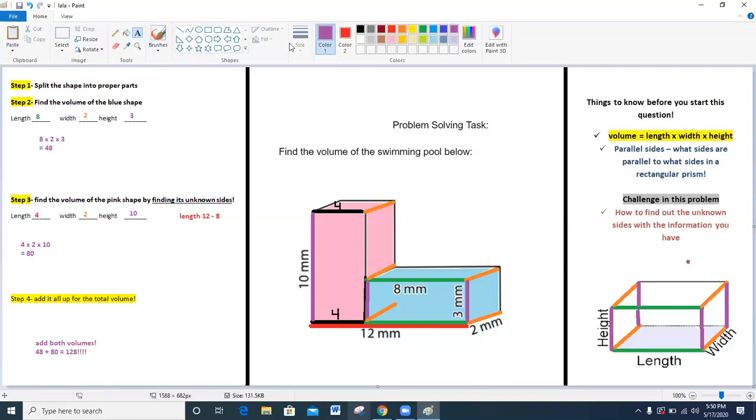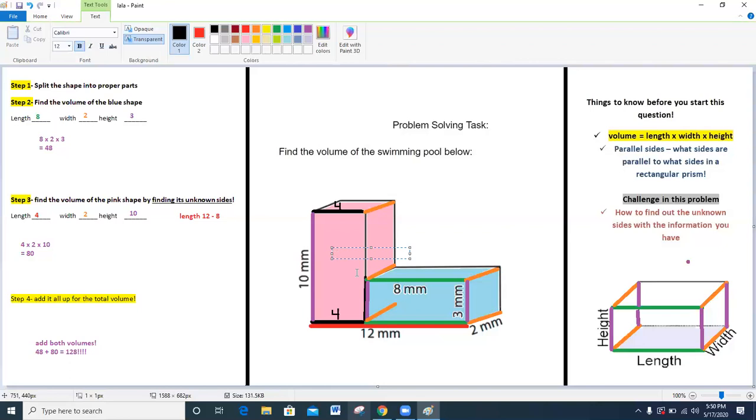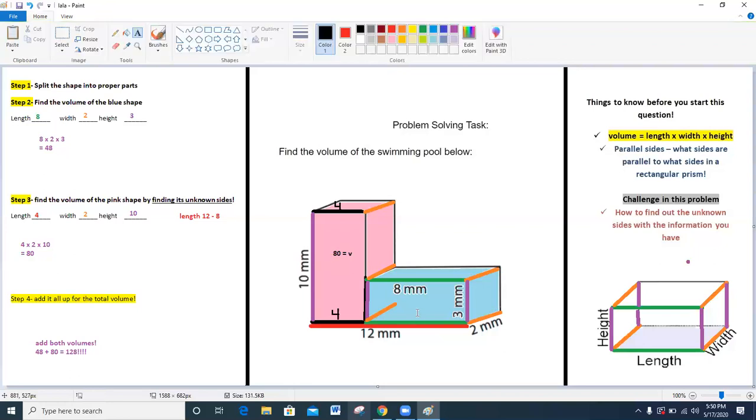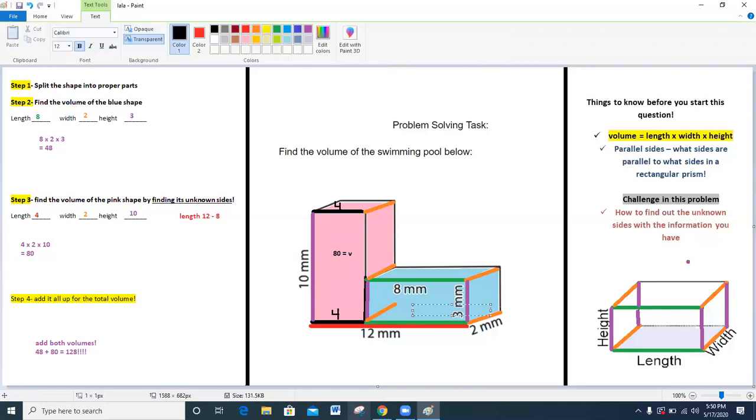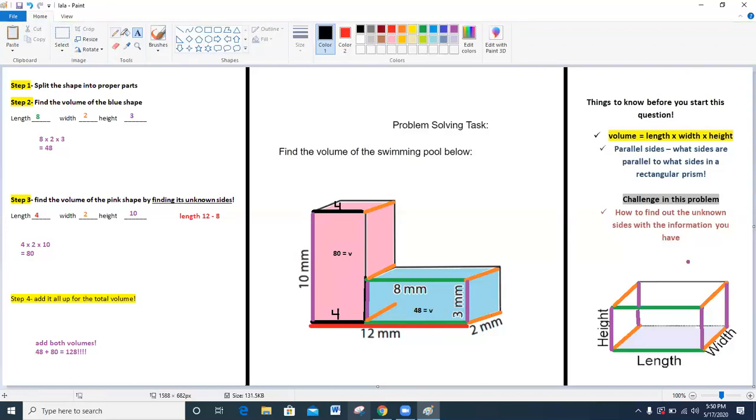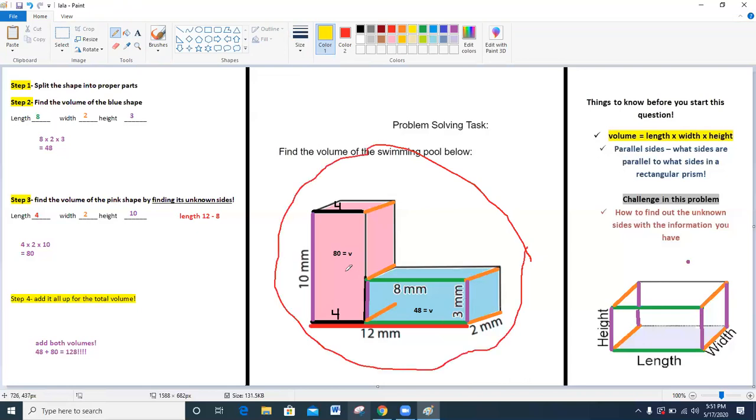So right over here, the volume over here was 80 equals volume. Volume over here was 48 equals volume. So for this entire figure, right over here, the total volume, how much space both the pink shape and the blue shape took up, was 128.